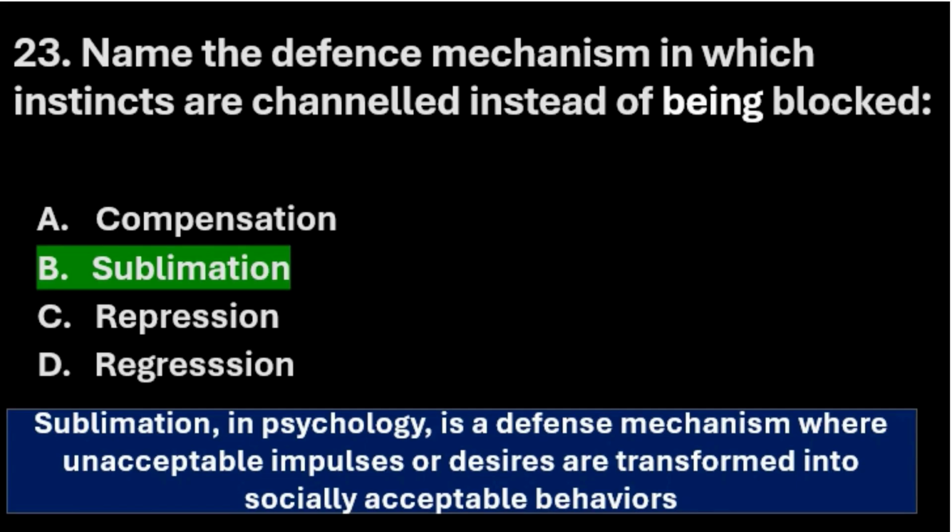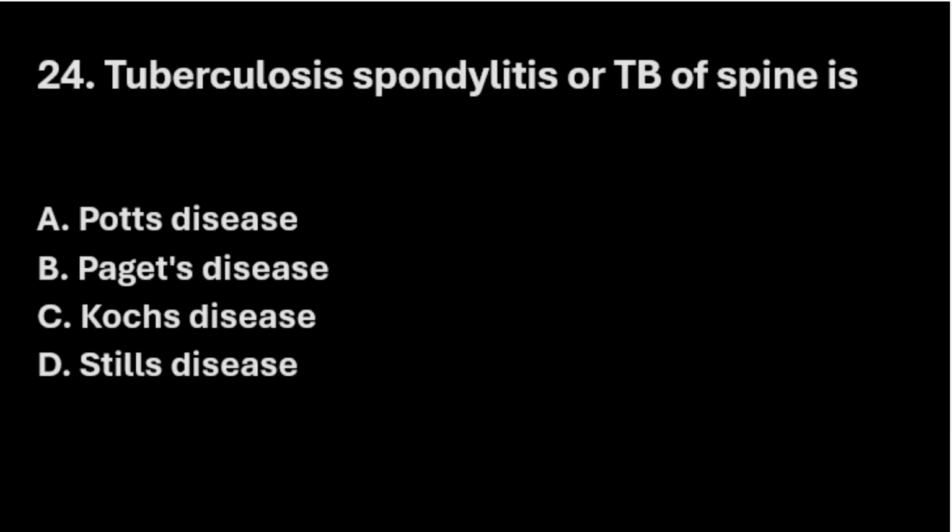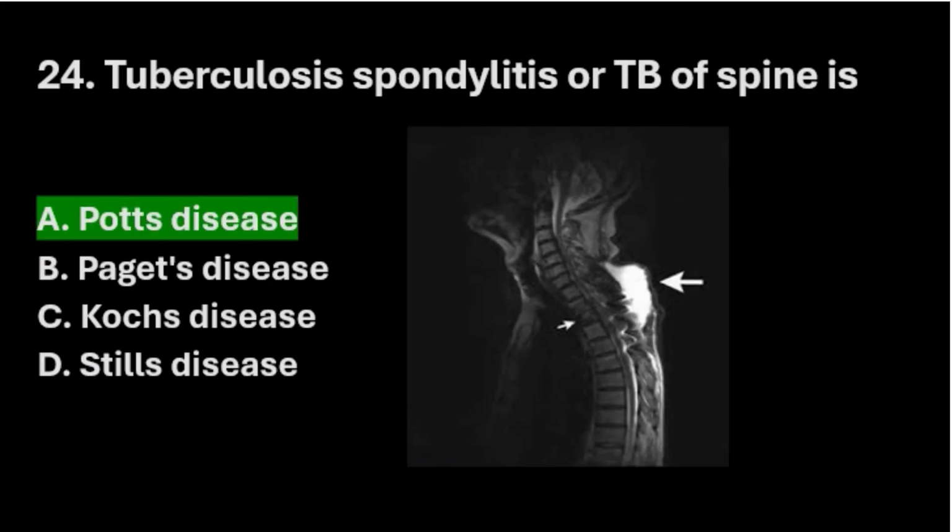Next question. Tuberculosis spondylitis, or TB of spine, is option A, Pott's disease, option B, Paget disease, option C, Koch disease, and option D, Still's disease. The right answer here is option A, Pott's disease. So tuberculosis spondylitis is also known as Pott's disease or TB of spine.